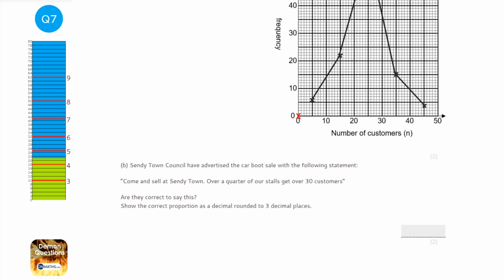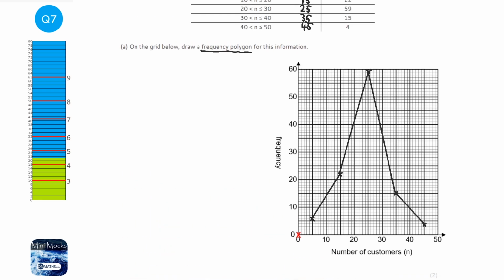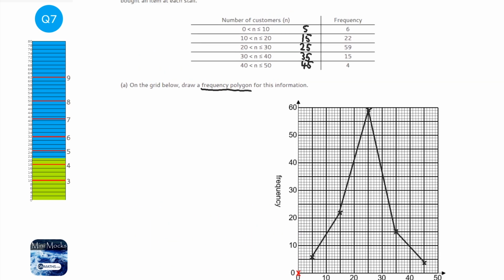Alright, so it says that the town council are saying that over a quarter of the stores get over 30 customers. So we're going to see whether that's right. So over 30 customers would be these two groups here, so 30 to 40 and 40 to 50. So that is 19 altogether.